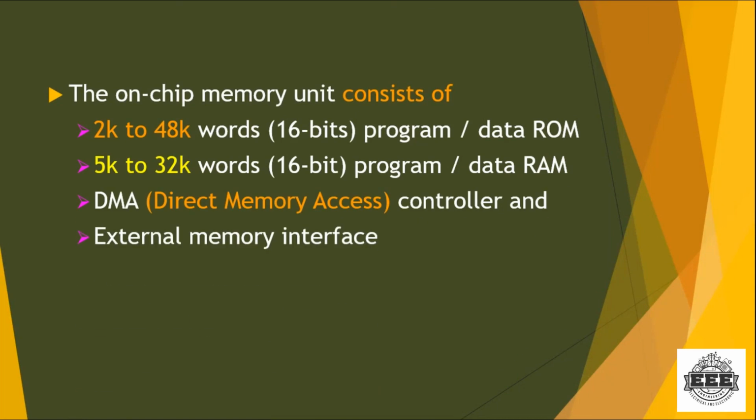Then in the main on-chip memory unit, which consists of 2K to 48K words of 16-bit ROM, and 5K to 32K words of 16-bit RAM, a direct memory access controller will also be present, and then an external memory interface will be present in that on-chip memory unit.